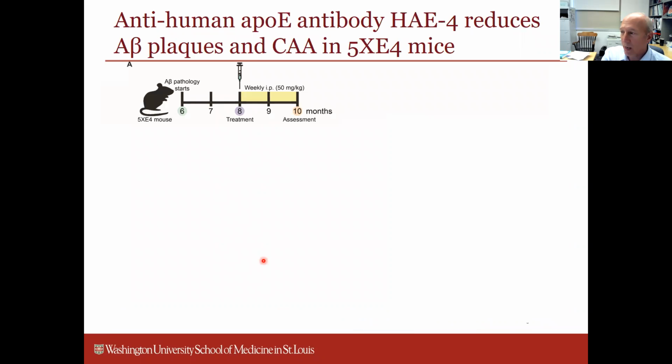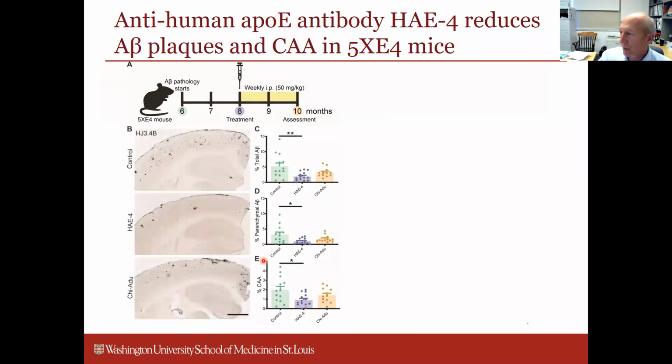And so we waited till these animals were 8 months of age, when they already have a substantial amount of both CAA and some amyloid deposition in the brain. And we gave them these different antibodies, either the APOE antibody, HAE4, or this aducanumab chimeric antibody. And what you can see is that there was a significant decrease, not just in parenchymal A-beta, but also in CAA in the animals that were given the HAE4, the APOE antibody, but there was no significant reduction of CAA in the mice given aducanumab equivalent.